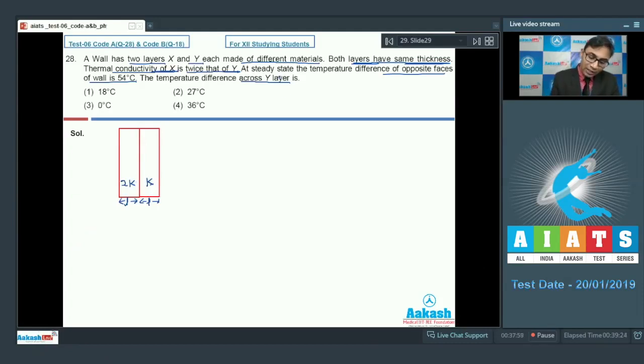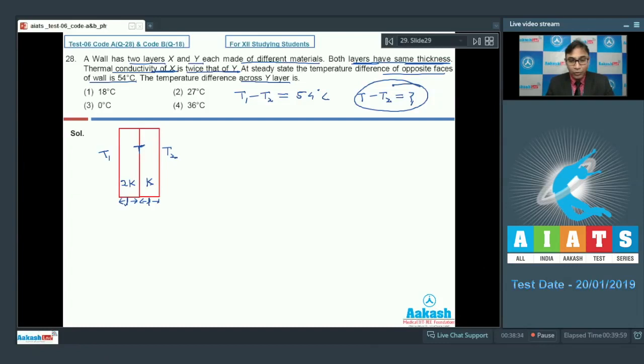And the question says that at steady state, the temperature difference of opposite faces of the wall is 54 degrees centigrade. Let's say here the temperature is T1 and here the temperature is T2. So T1 minus T2 is equal to 54 degrees centigrade. We have to find the temperature difference across layer Y. If this junction has a temperature T, we have to calculate T minus T2. We know that the heat flow rate in steady state will remain the same through both layers.